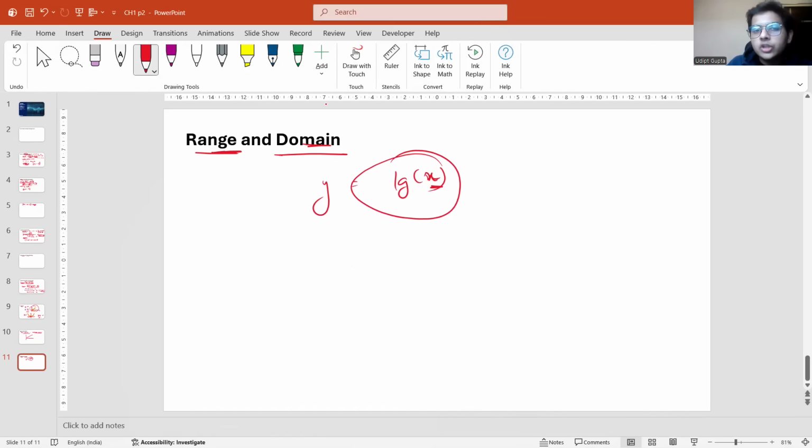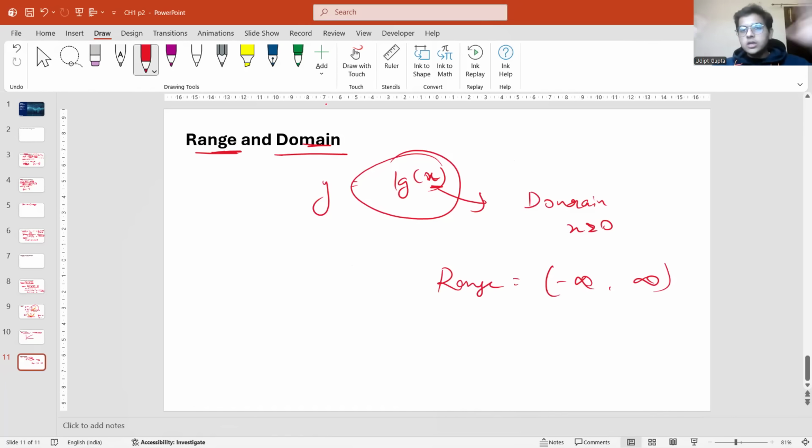The log x function has its domain greater than 0. X should be greater than 0, otherwise you will get an error. It cannot be less than 0. Log x cannot be taken for values less than 0. X has to be greater than 0. And the range is minus infinity to infinity. That's the range. The range is the output, what the output can be, and the domain is the input that you can give.